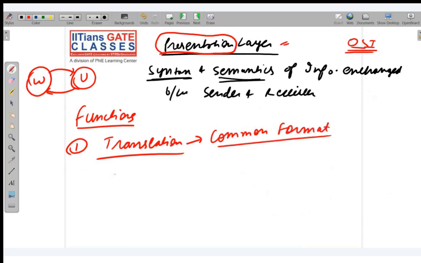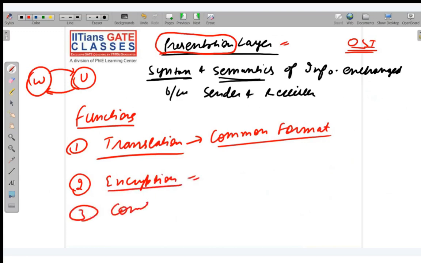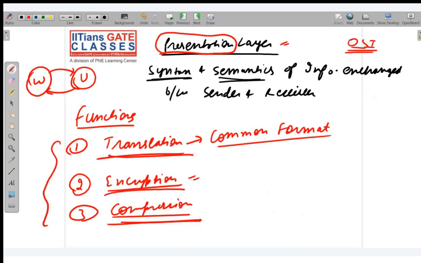Okay, that is translation. Next is encryption. Encryption is done by the presentation layer only. Encryption is not in the GATE syllabus, so we will not study it. Next is compression. Compression is also not in the GATE syllabus, so we will not study it. You should remember the names only: translation, encryption, compression. That is the responsibility of the presentation layer. Take the snapshot. I will jump to the next slide.